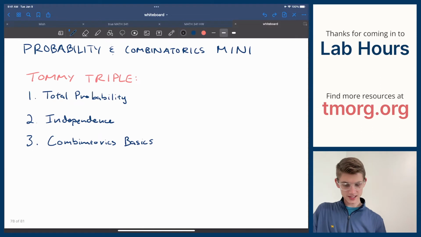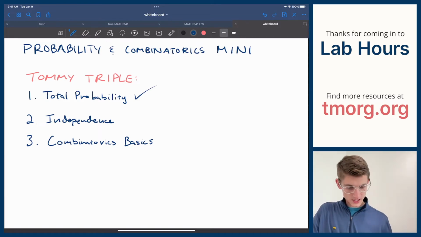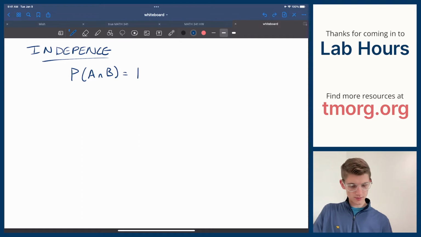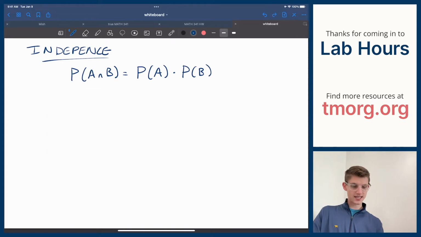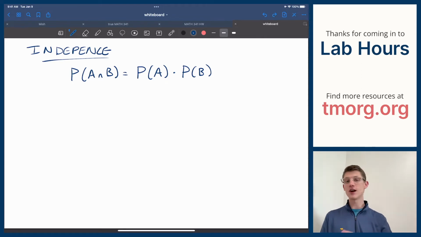So let's go back. Let's check off total probability. First element of the Tommy triple is done deal. So let's now get into independence. This one is a fun one. Independence mathematically suggests that the probability of A intersect B is equal to the probability of A times the probability of B, if they are independent. So this is like a check. This is like a definition. If this is true, A and B are independent. If this is false, they are not independent.